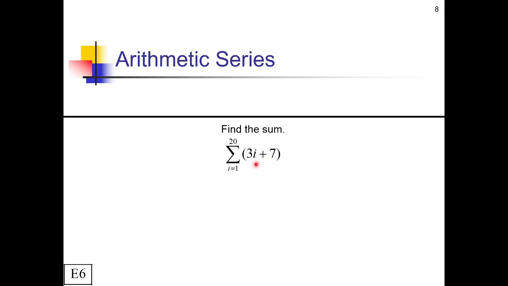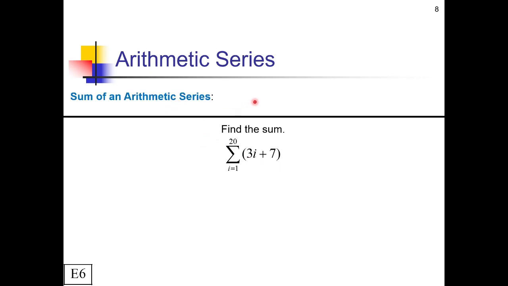So this is essentially an arithmetic series. We know it's an arithmetic series because this is a linear sort of formula, linear pattern. So that means it's going to be arithmetic when you actually write out these terms. It'd be nice if there was a shortcut for finding the sum of an arithmetic series. It turns out there is.